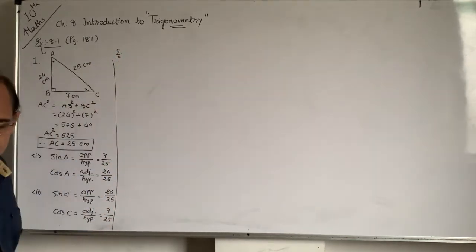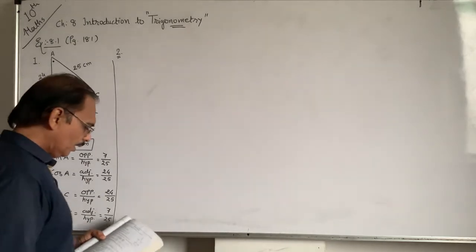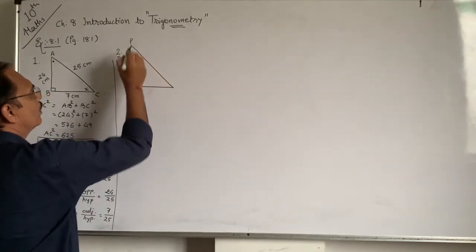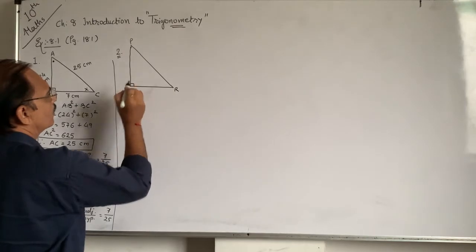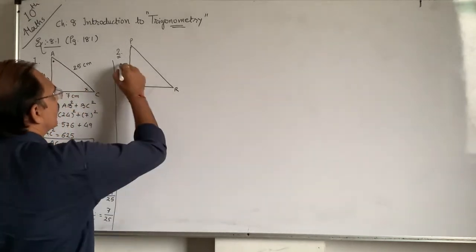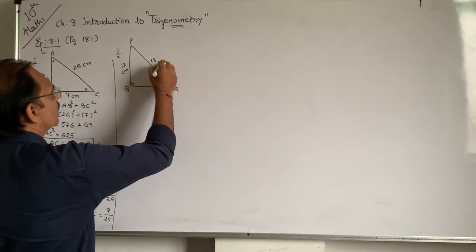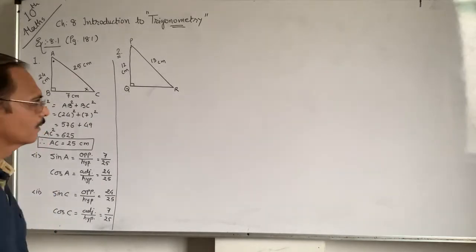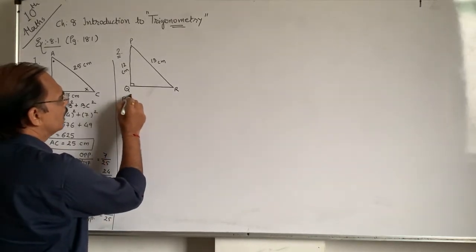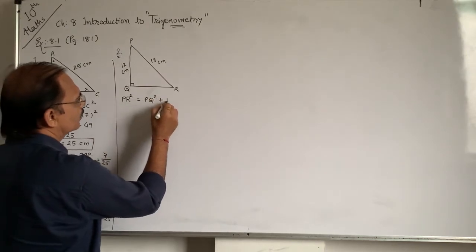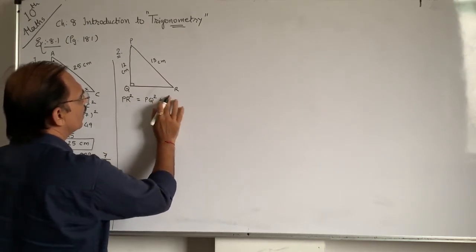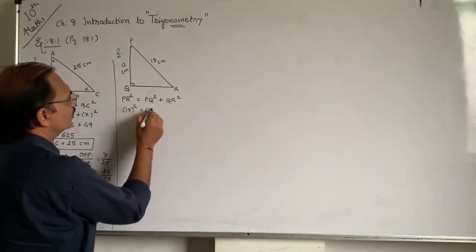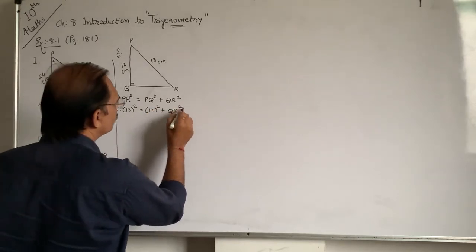Second question. In the figure, triangle PQR is a right triangle at angle Q. Q is 90 degree. PQ is 12 centimeter, PR is 13 centimeter. So the first condition is that you need to find all three sides. So apply Pythagoras again. Hypotenuse PR square equals the sum of the squares of the remaining sides, PQ square plus QR square. Here PR is 13, PQ is 12, and QR we want to find.